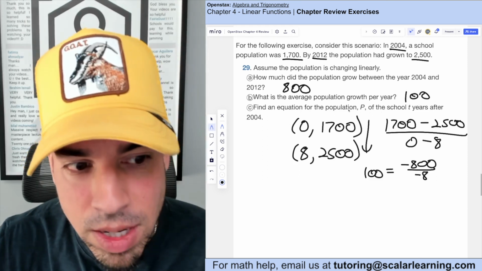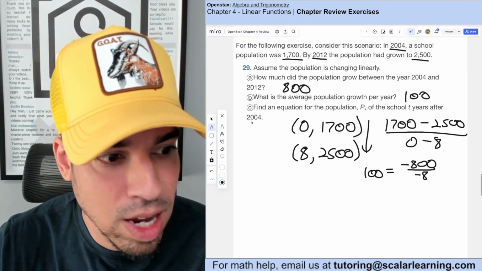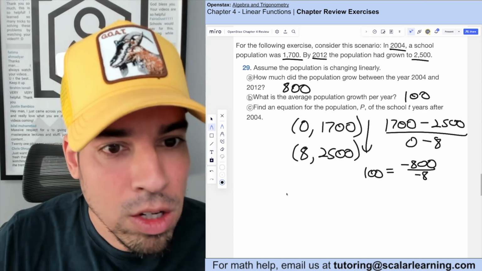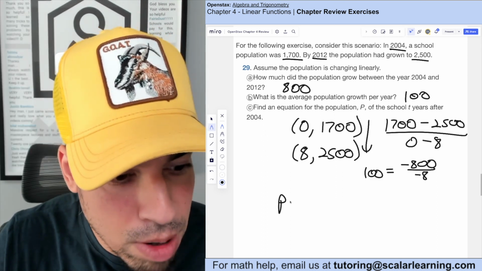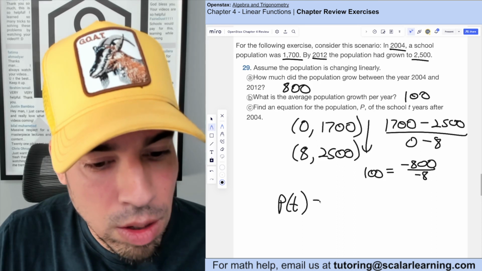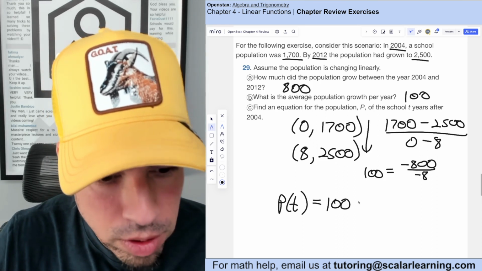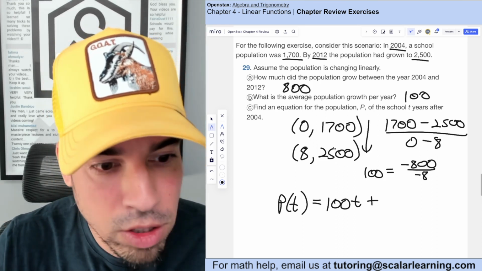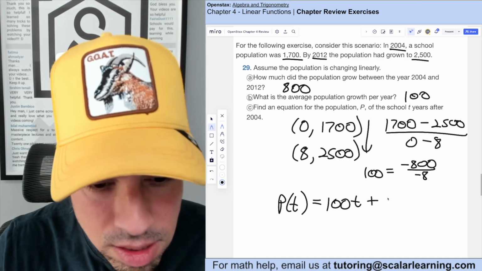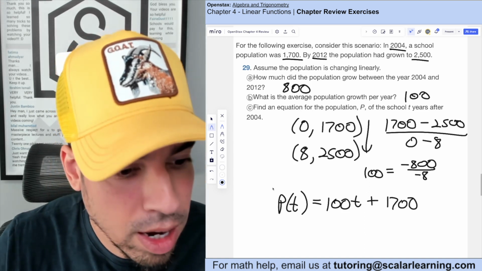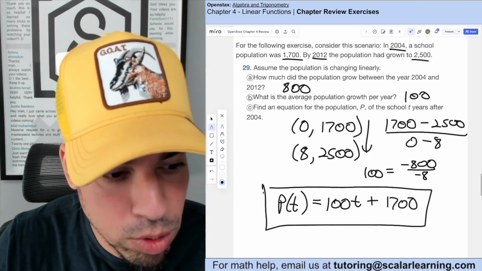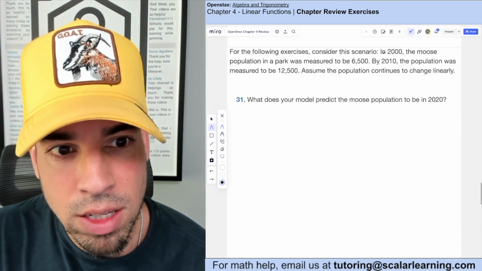Last but not least, we need to find the equation of the population t years after 2004. So if we say P, population, is a function of t, it would equal the slope, which is 100, times t, plus my y-intercept, which we have designated as 1,700. And there is the answer. Boom, done.